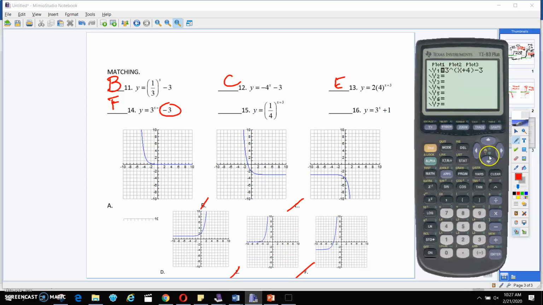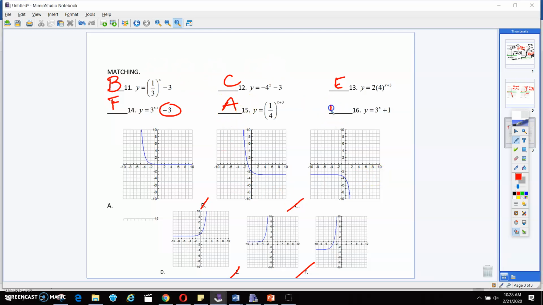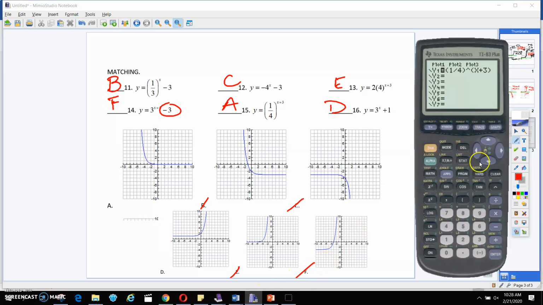Okay? If I graph 15 and 16, 1 divided by 4 raised to the x plus 3. So this is going to look like A. So I assume that this one's going to be D. Okay, well, let's check it. Okay. Yeah, hit that y equals. You're going to go 3 to the x power plus 1. Oh, nope. Nope, don't like that. Okay. Hit graph. Boom. Trace, you're wrong.